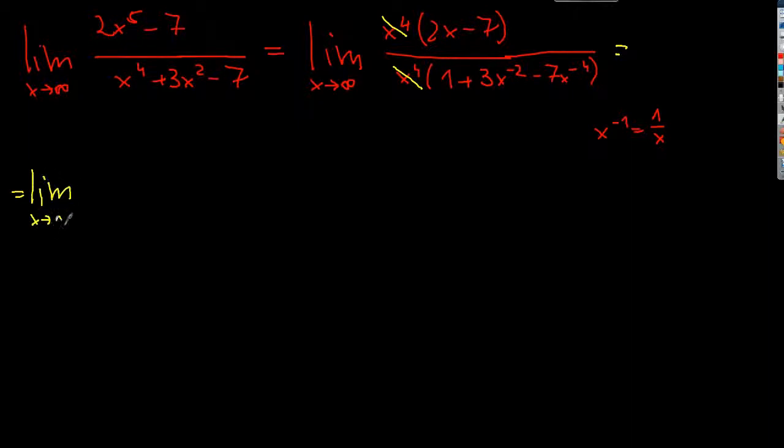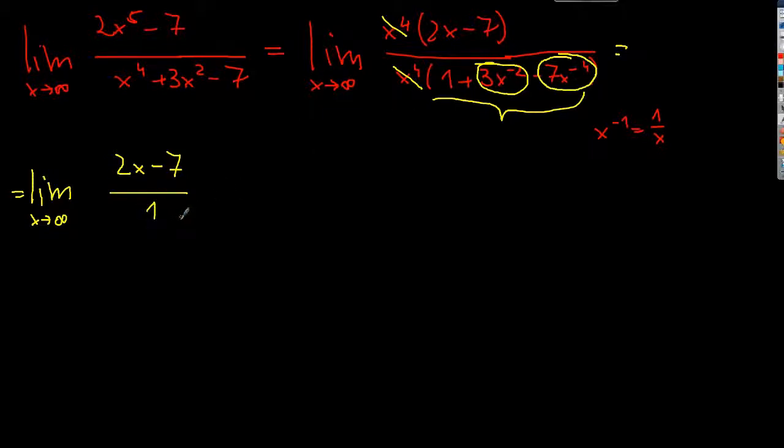so we get the limit where x approaches infinity of 2x minus 7 divided by this stuff here, and we can see that the 3x to the minus 2 and minus 7x to the minus 4 actually cancel out, because the greater the x gets, as it gets close to infinity, the greater the denominator is, and as we said in the previous video, this is equal to 0. So we got 1 plus 0, which is 1. And this means that this is equal to the limit where x approaches infinity of 2x minus 7.